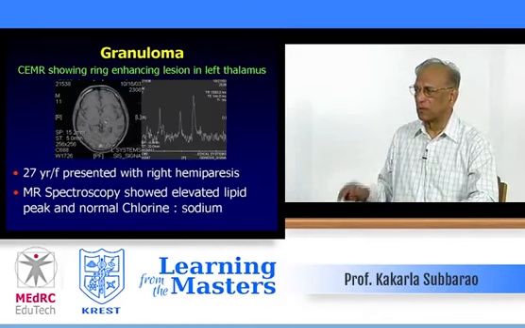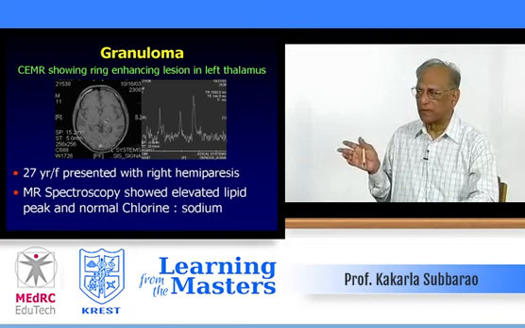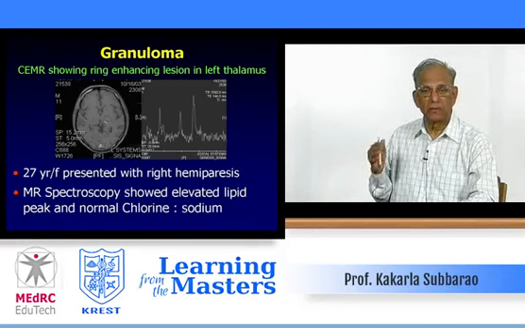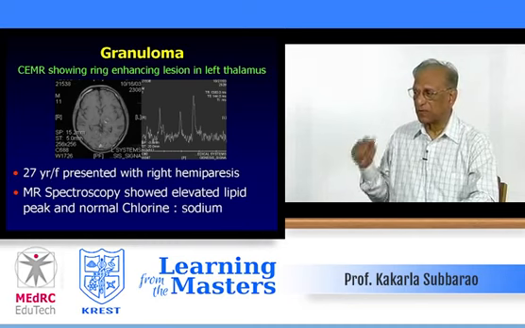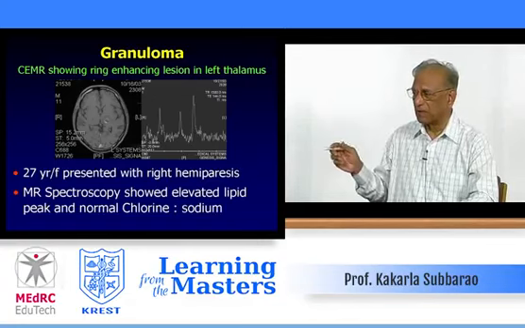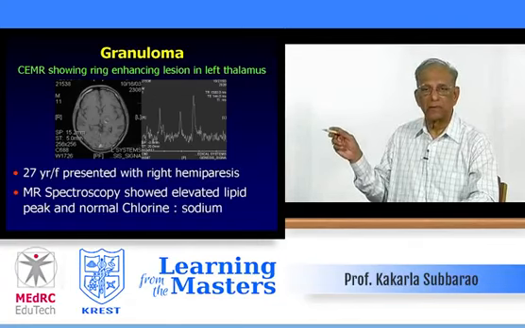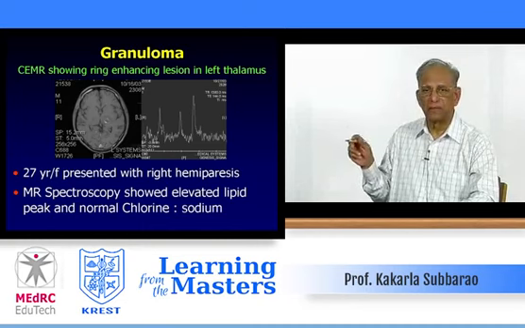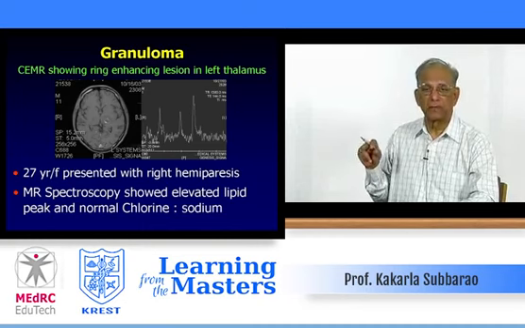Granuloma, 27-year-old female presented with right hemiparesis, but several times we find difficulty, is it a glioma, is it a tumor, or is it a tuberculoma? And there spectroscopy helps. MR spectroscopy showed elevated lipid peak and normal choline and sodium ratio. And then you could see contrast enhanced MRI showing ring enhancing lesion in the left thalamus. This is how MR spectroscopy helps in differentiating granuloma from a tumor.